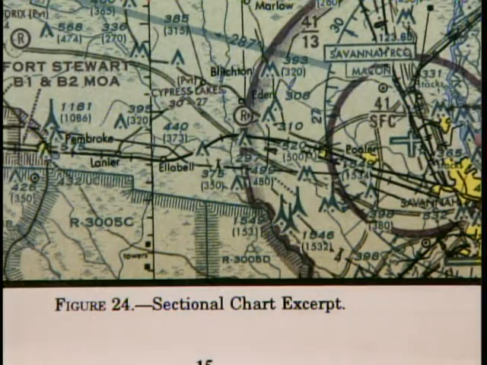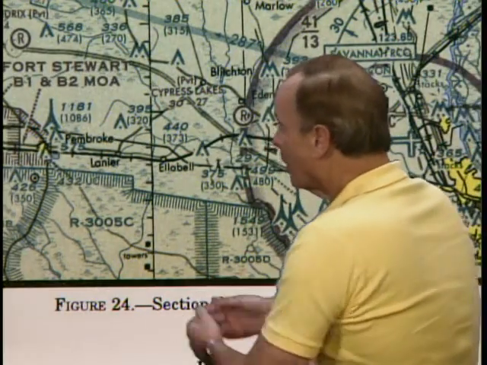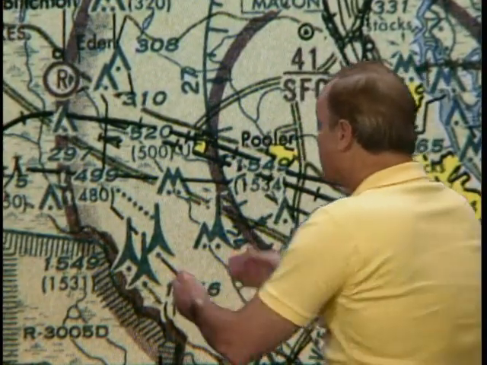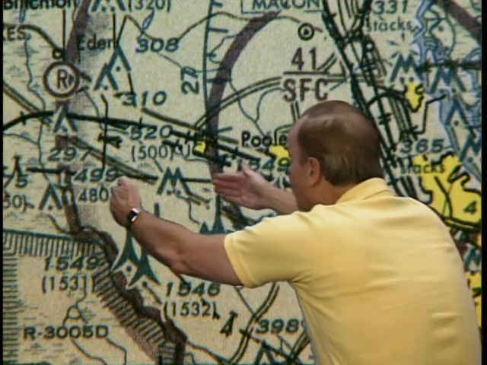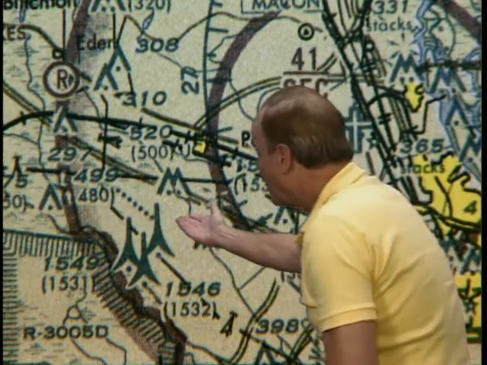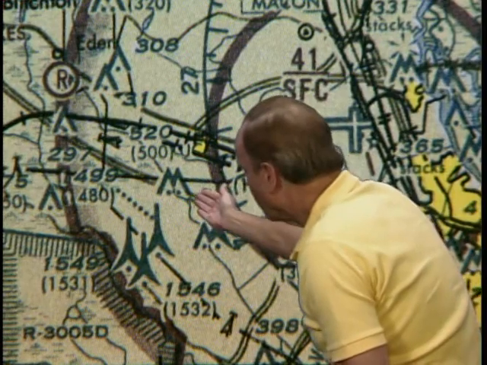Now let's mosey on over to figure 24, and we'll take a look at some other things that you really need to know about obstructions. First of all, sometimes you see two obstructions that look like they're welded together, and that's referred to as a group obstruction. When the obstructions on the ground are so close together that they're really just a unit, they will be shown as a group obstruction.